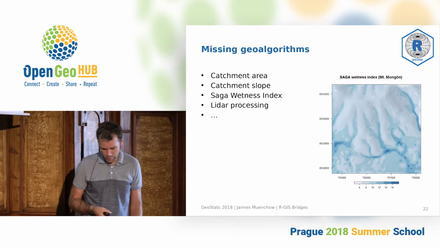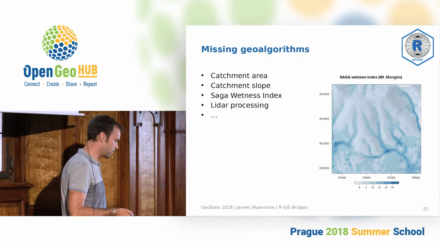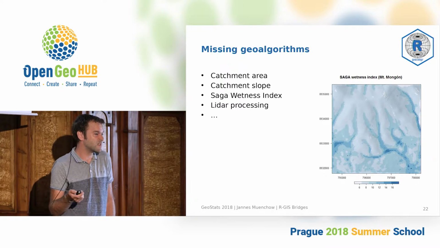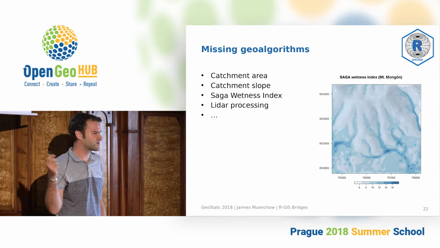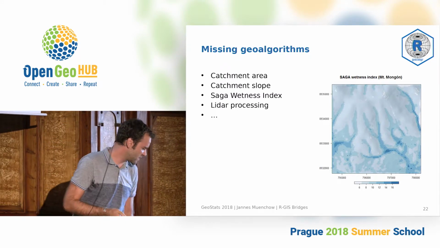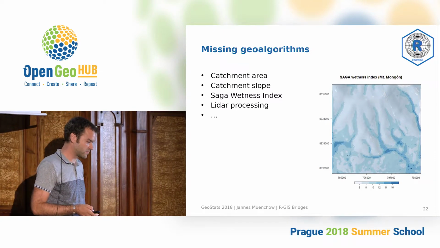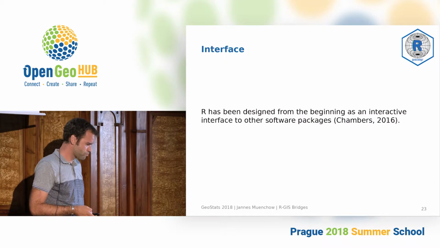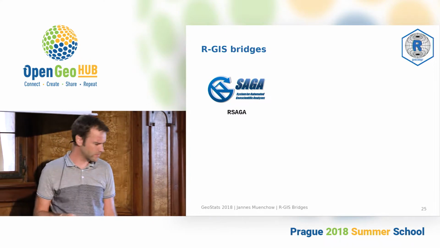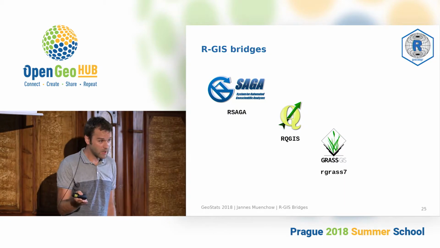And I think the most important point is R is missing literally hundreds of geo-algorithms which are available in the GIS, and as I said in the beginning, it doesn't really make sense to duplicate all the stuff that is already out there. So as long as we have an interface to a GIS, we can just use R to access GIS algorithms from other software packages. Good. There are several bridges. Today we will talk a little bit about RSAGA and RQGIS, but then there's also R-GRASS 7, as pointed out.